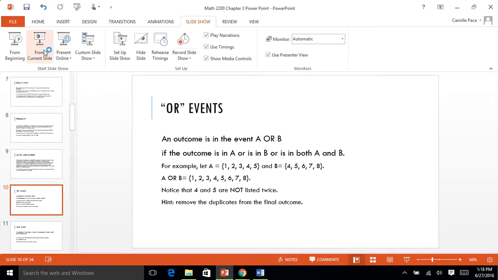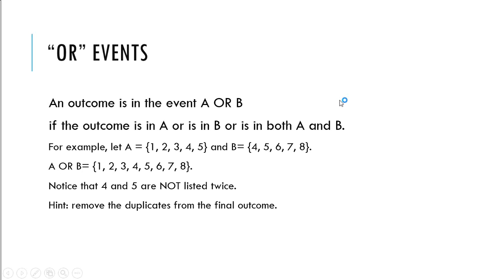Okay, let's go ahead and keep going. So I'm going to talk about different events that can happen in the terminology. So in probability, we can have OR events. An outcome is in the event A or B if the outcome is in A or is in B, or is in both A and B.